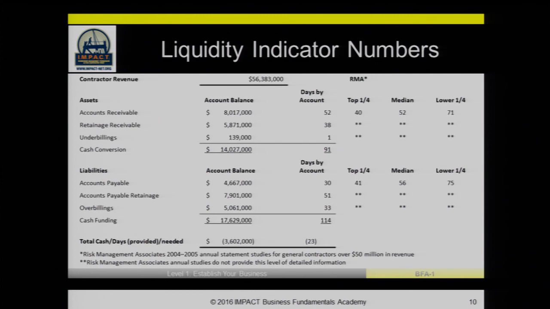The comparison then is to Risk Management Associates, a financial organization that accumulates financial data by SIC code or NAICS code and gives these ratios for various firms of very similar types. You can see the top quartile in this particular case is 40 days. So our contractor with 52 days is a little bit higher than that, so he's more of a median contractor compared with his peers. And the lower quartile is 71 days.